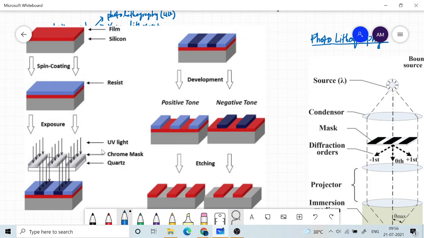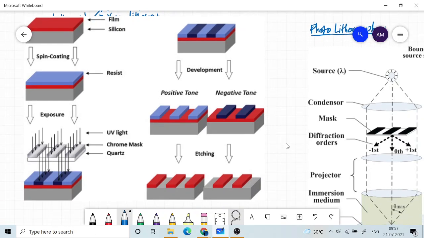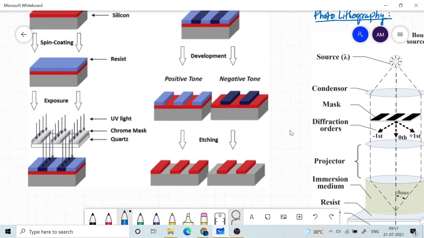But if it is a negative resist, what will happen? The light will make it inert to the chemical. Wherever the light irradiation happened, that portion will not react with the chemical. So when you develop it, only the remaining portion where light was not irradiated will be gone. So there are two kinds of resist. You can find plenty of material with the required chemical properties.